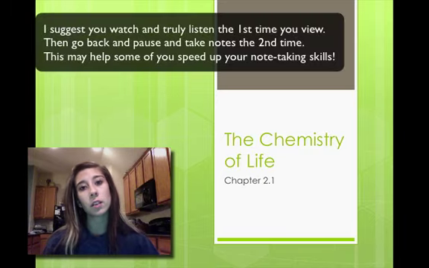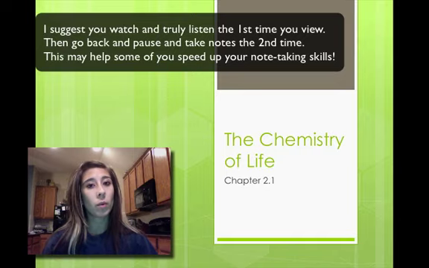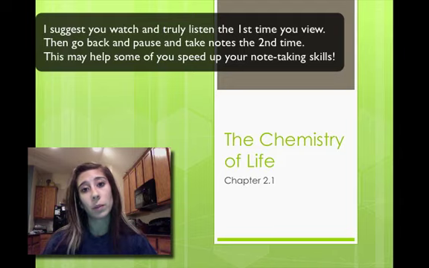Alright guys, this is the second half of section 1 from chapter 2. We're going to talk about what happens when we take individual elements and combine them and put them together.